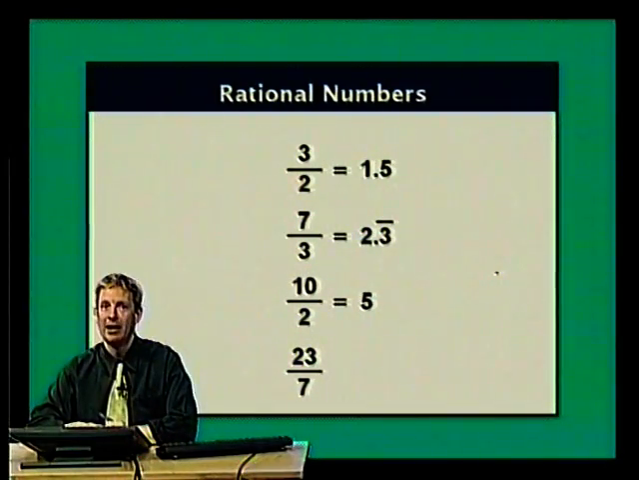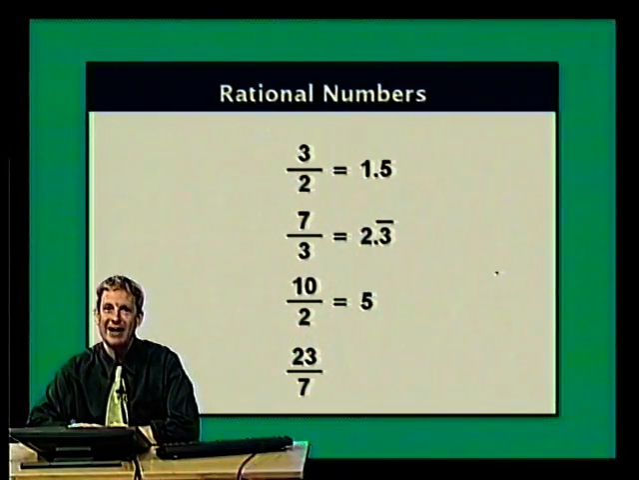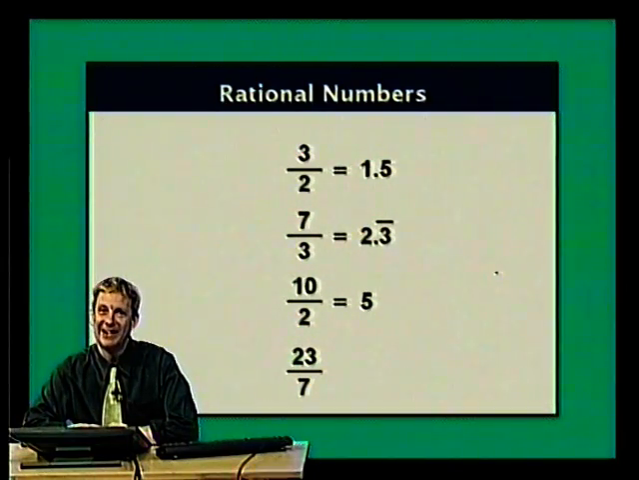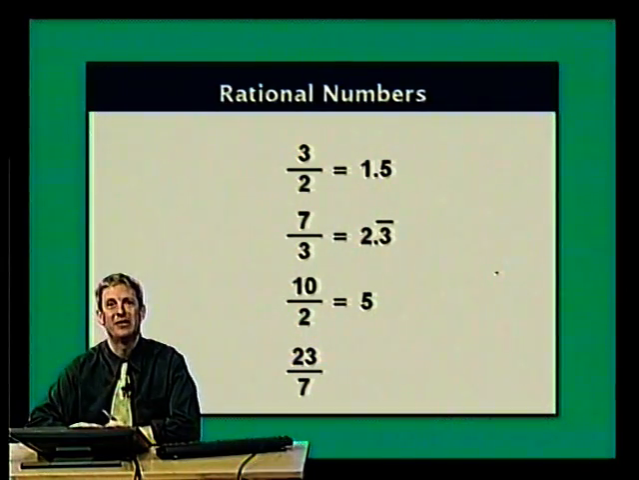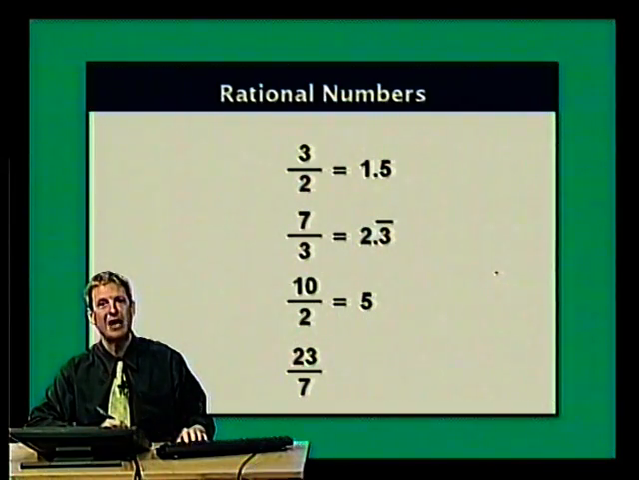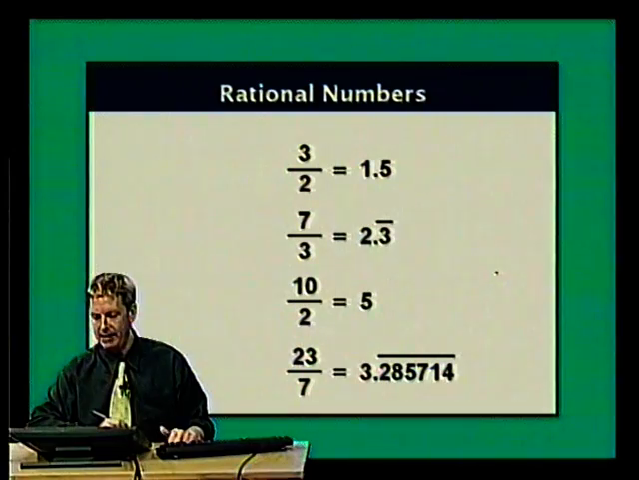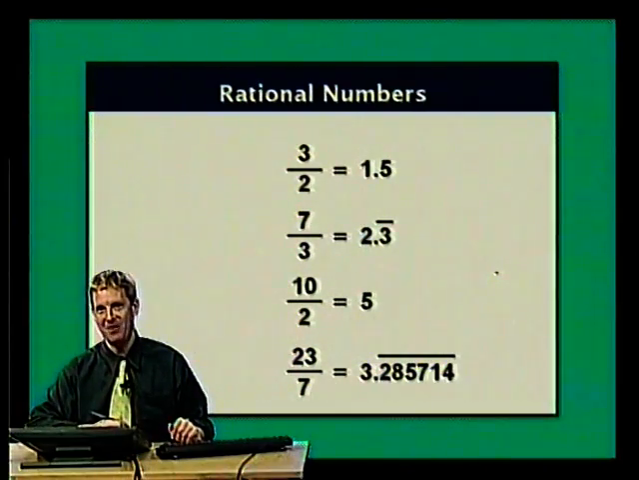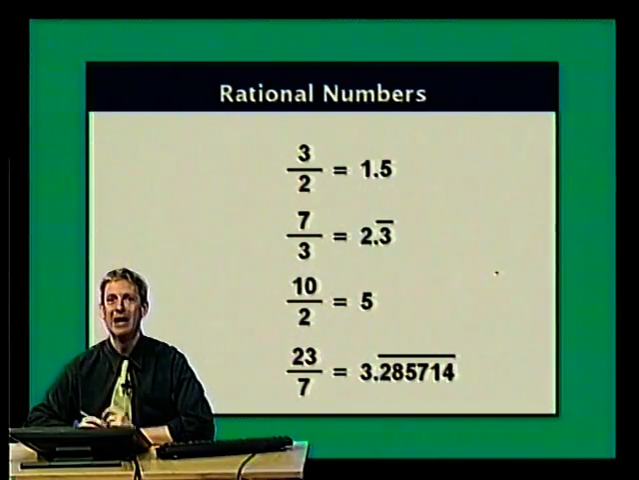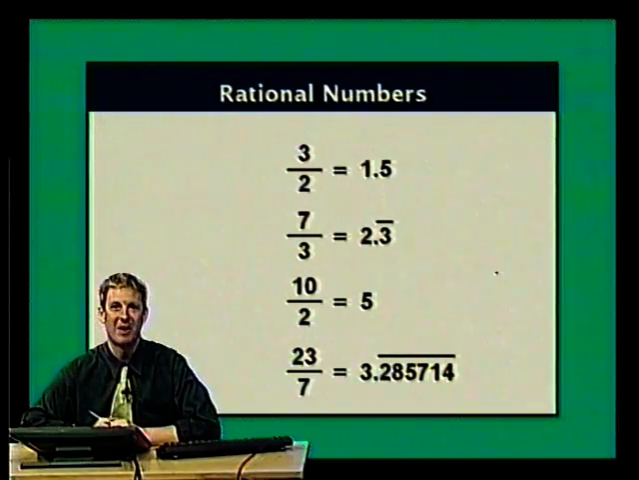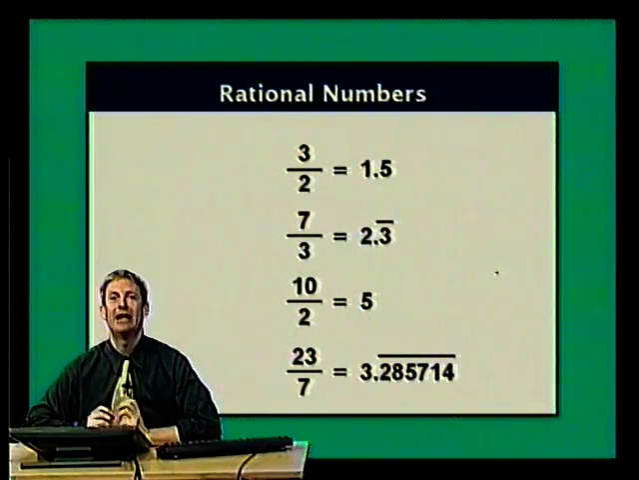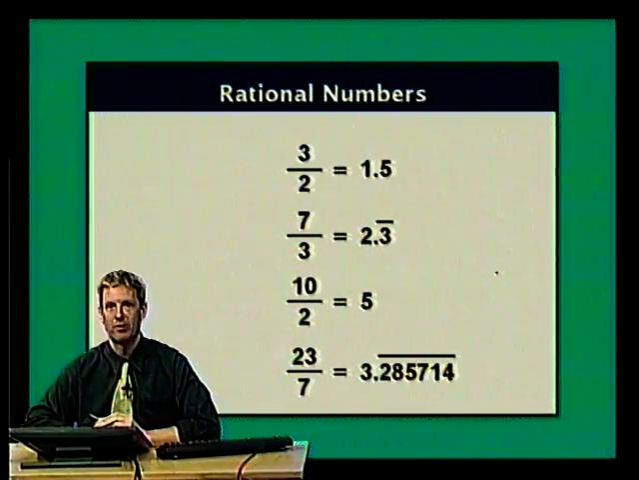23 over 7. I need to be really honest with you. I had to get my calculator out before we did this video for me to know what the decimal representation of this number is. And it turns out that the decimal representation of 23/7 is 3.285714285714285714. This pattern of 285714 keeps repeating in exactly the same order forever and ever. That's what the bar represents.